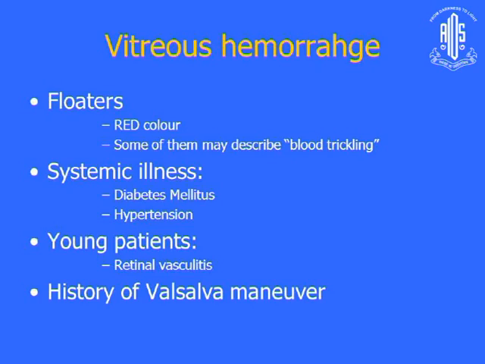And coming to the other cause, that is vitreous hemorrhage, this is also one of the common causes. Floaters, usually they describe floaters being red in color, and some of them may describe blood trickling. And systemic illness is usually associated, especially in older patients, diabetes mellitus and hypertension, and in young patients it is retinal vasculitis. And there may be neovascularization already, and if there is a history of Valsalva maneuver, then that is all the more reason for a vitreous hemorrhage.